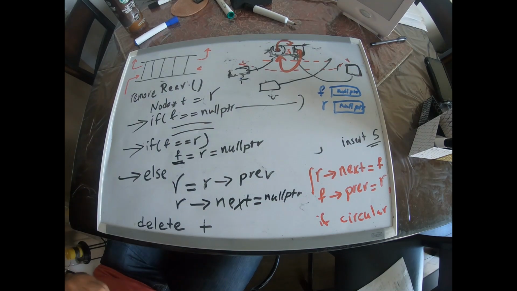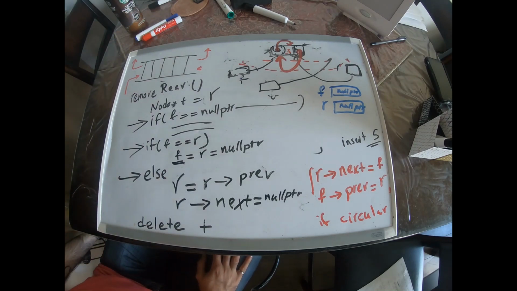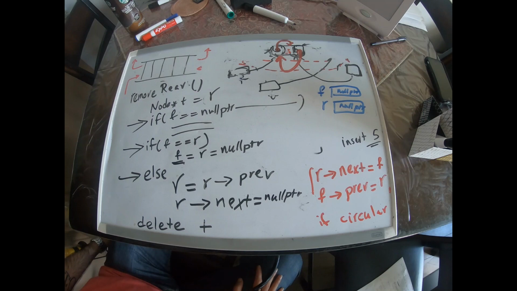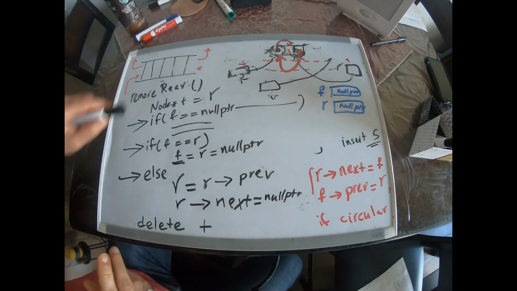Okay, so that's all about implementations of Deques using circular linked list or linear linked list, and we also covered circular array implementation. I hope that makes sense.